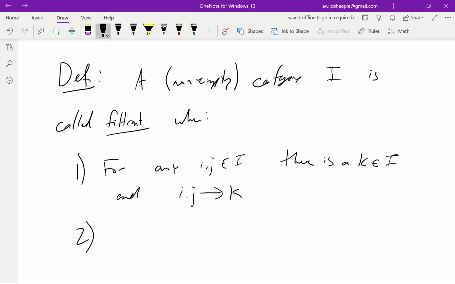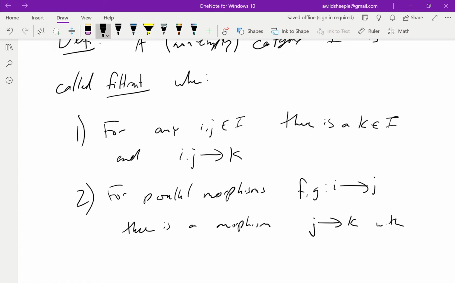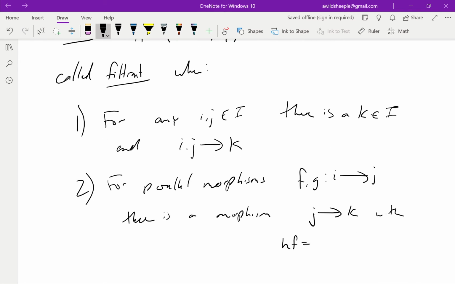And for any parallel morphisms, and these guys I will call them F and G, let's say they go I to J, there's a morphism J to K for some K with HF equals HG. Oh, of course, I didn't say that morphism is the morphism H.